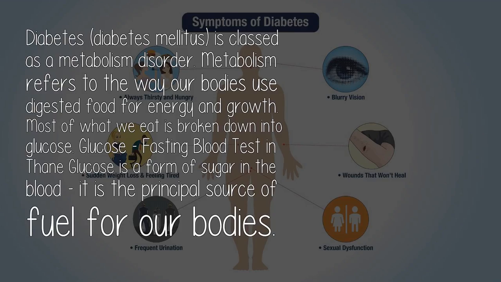Diabetes mellitus is classed as a metabolism disorder. Metabolism refers to the way our bodies use digested food for energy and growth. Most of what we eat is broken down into glucose. Glucose is a form of sugar in the blood. It is the principal source of fuel for our bodies.